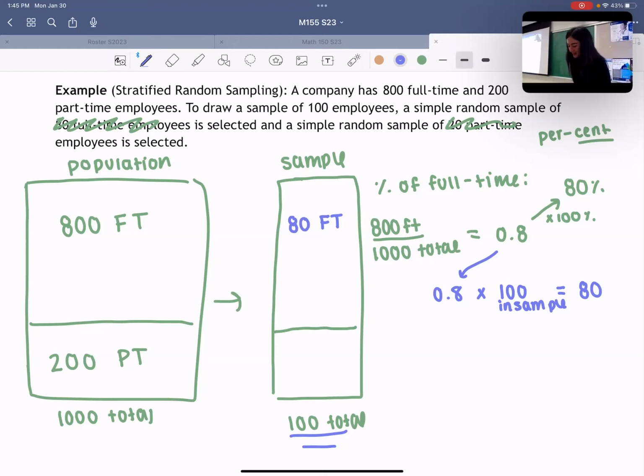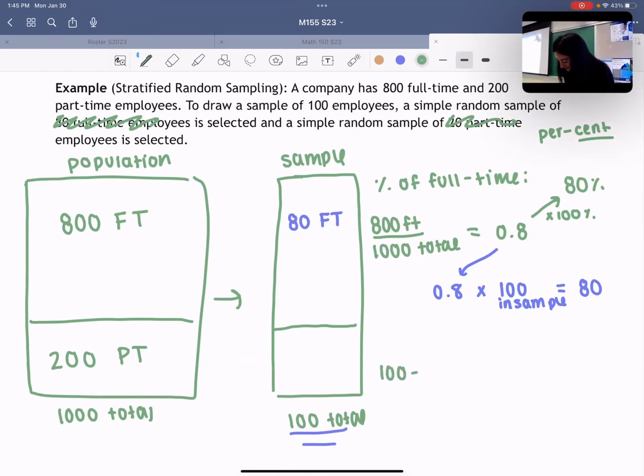Okay. Now I could do the same process. I could do the percentage and multiply it by 100 to get how many part-timers there are. Is there an easy way to figure out how many part-timers there are in the sample? What is it? Perfect, right? You just take 100, subtract 80. Because there's 100 total, and we already found that there's 80 in the other half, so there's got to be 20 part-timers in my sample.